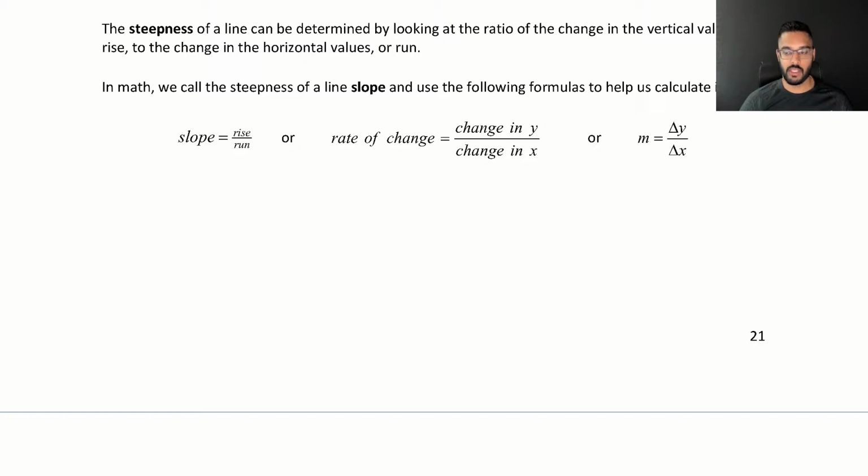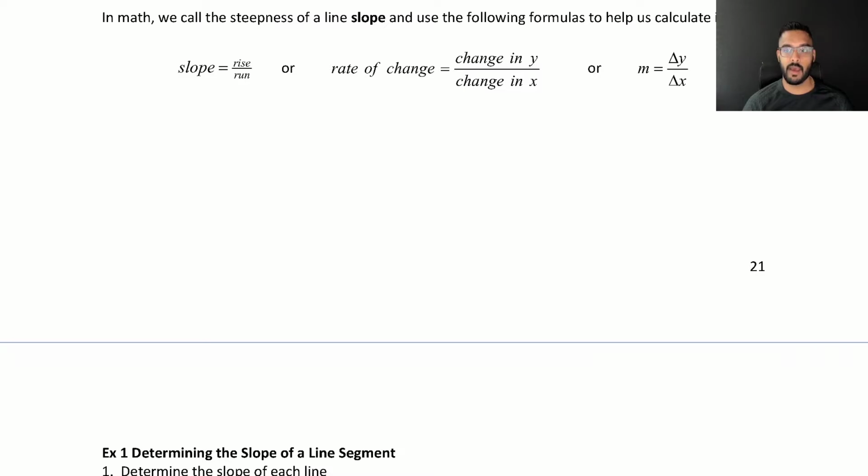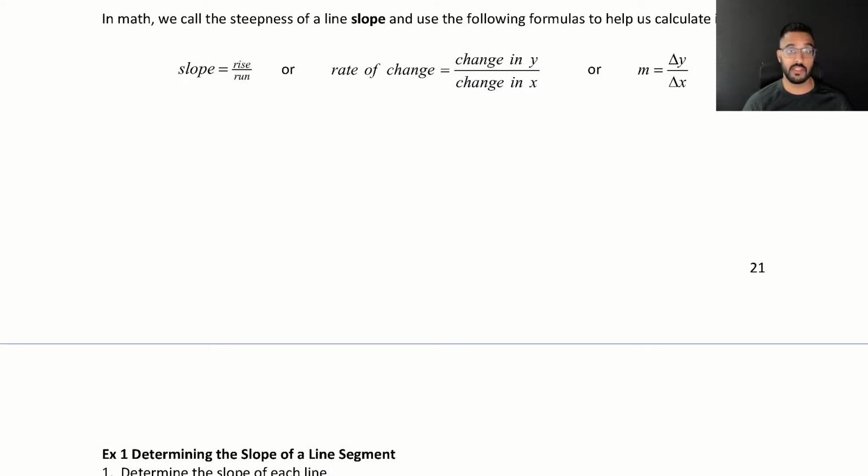Okay, now the steepness of this line can be determined by looking at the ratio of the change in the vertical values, or what we call the rise, how much we go up in relation to our starting point, and the change in the horizontal values, or the run, how much we change horizontally in relation to our starting point. Okay, in math, we call that steepness a slope. And we can use the following formulas to find it.